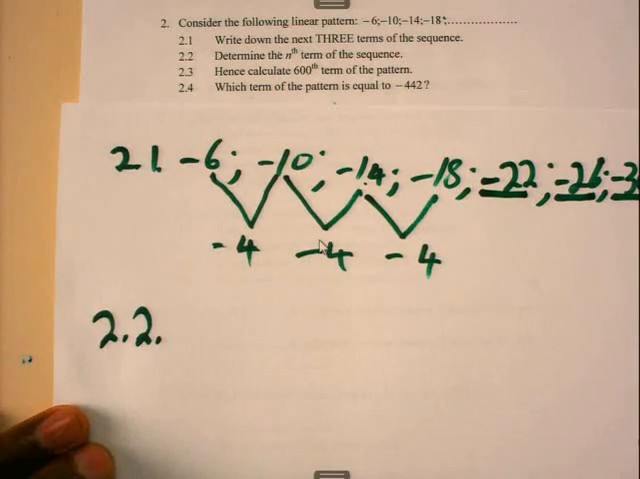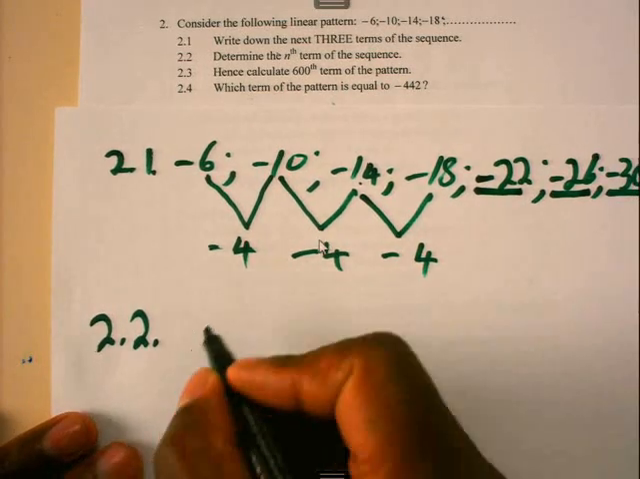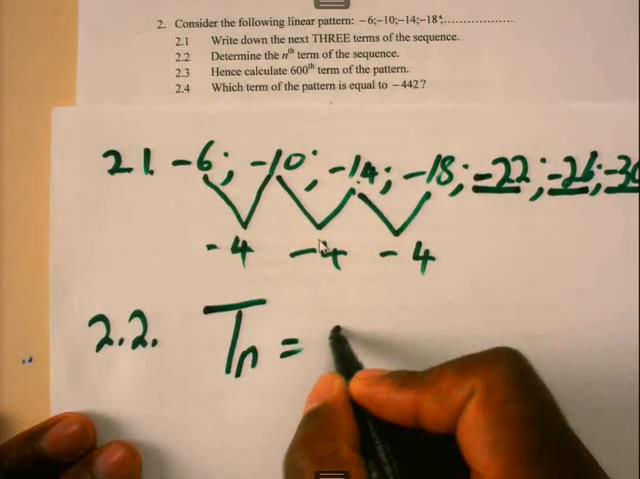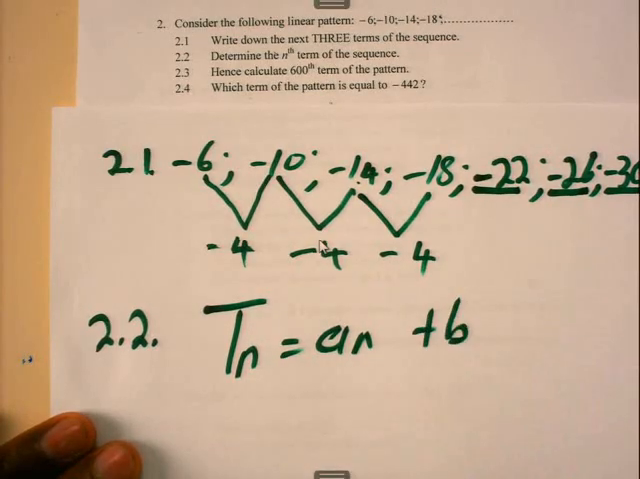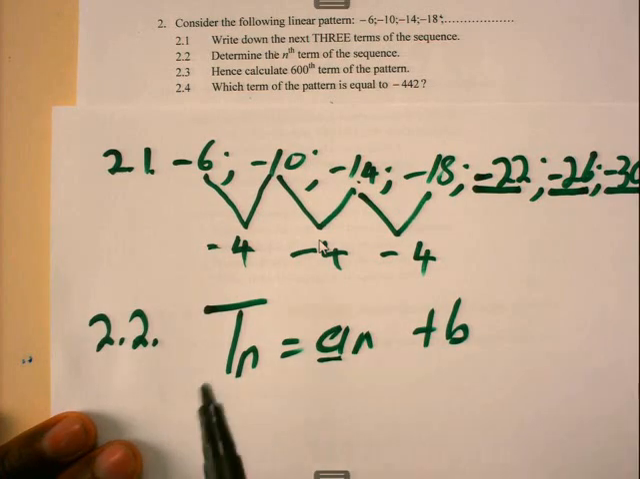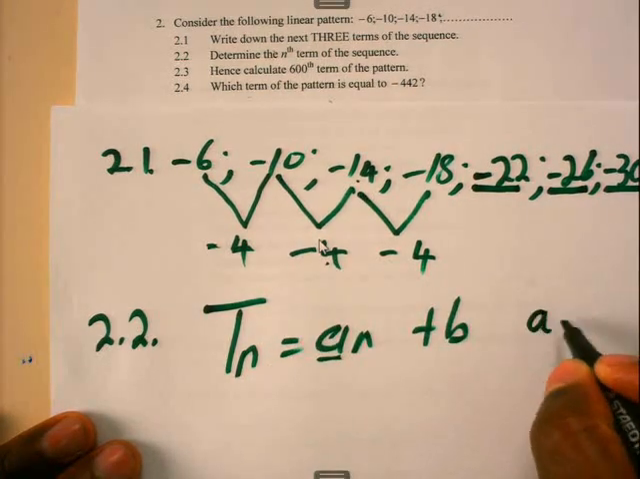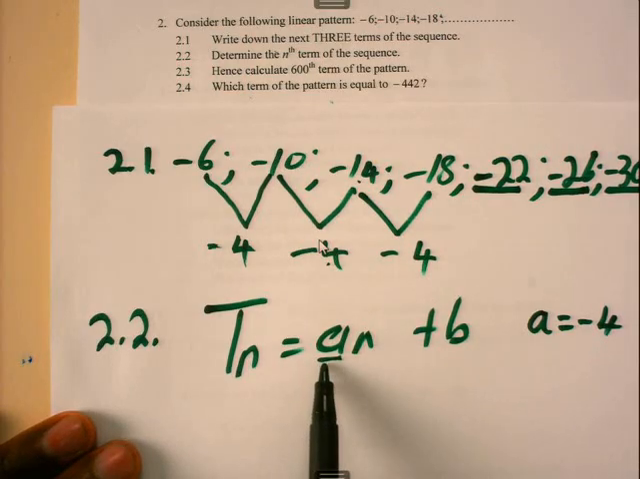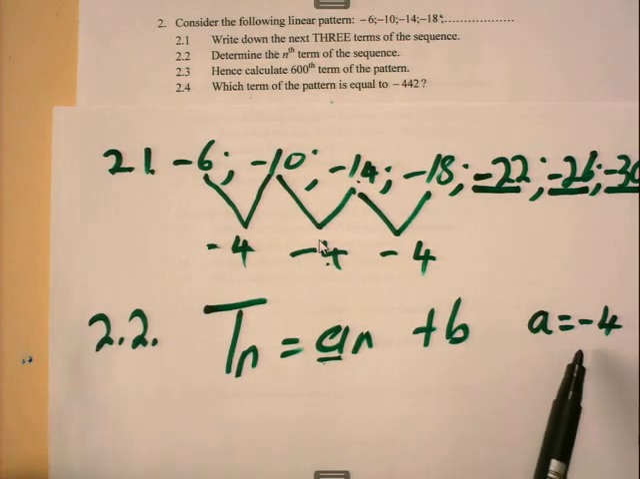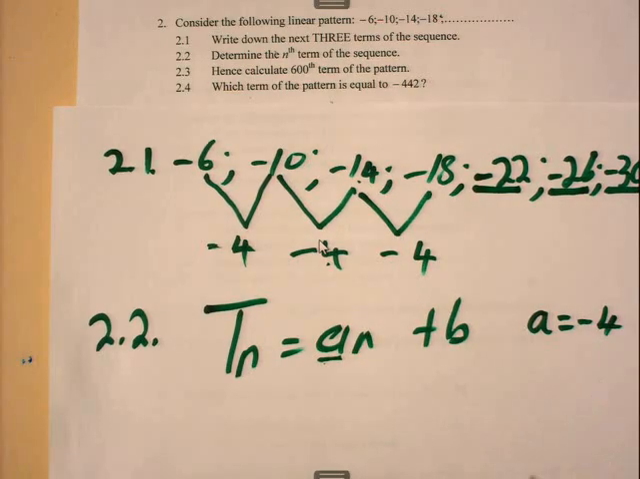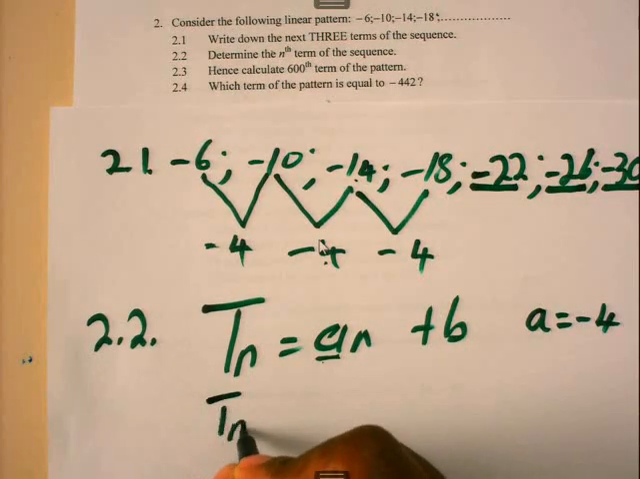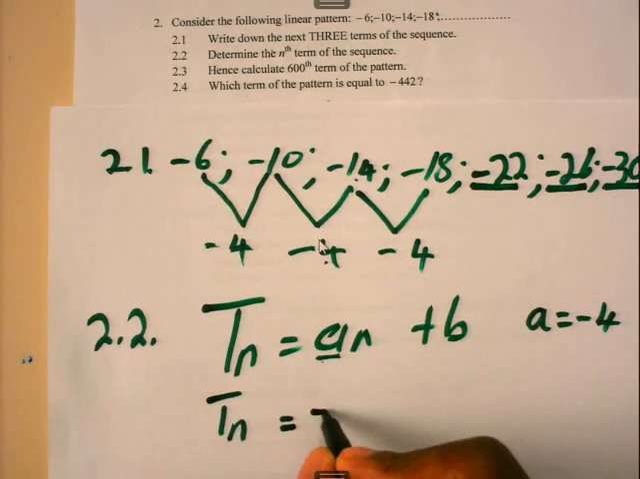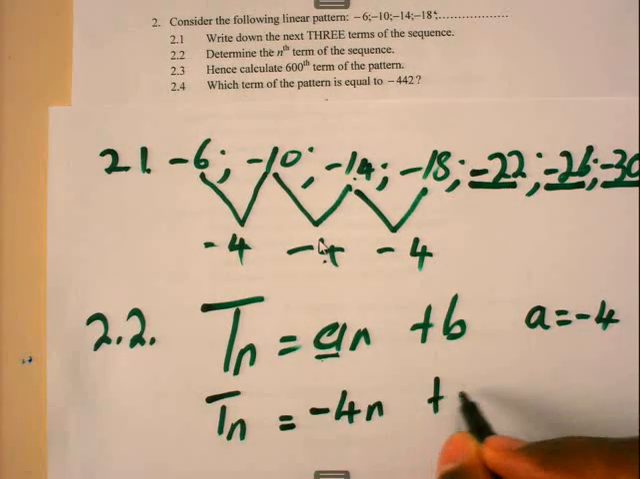2.2. Determine the nth term of the sequence. If you remember very well, I said that the nth term is given by the formula an plus b. What does this a represent? A represents the common difference. From this sequence, the common difference is -4. So we substitute the value of a by -4. Therefore, the nth term will be equal to -4n plus b.